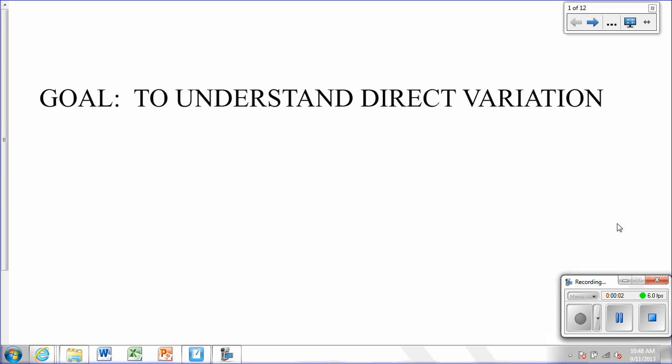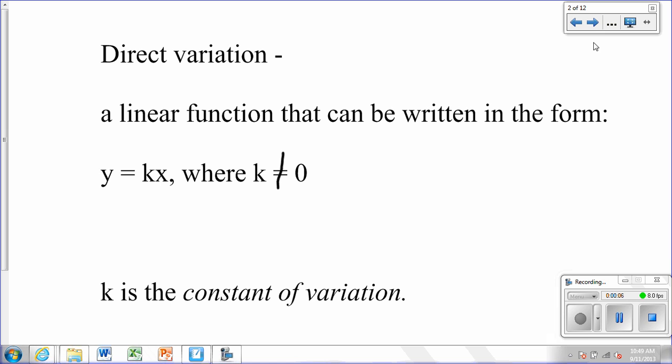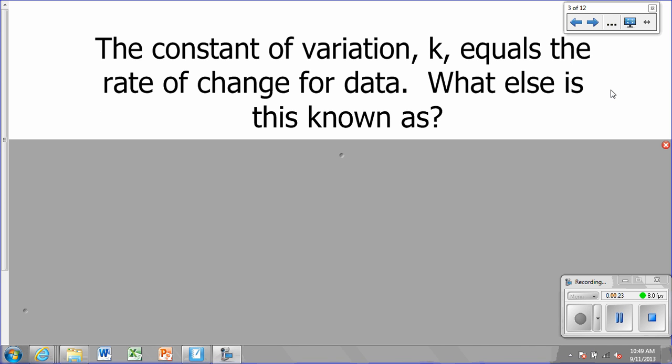Hi everyone, today's goal is to understand direct variation. Direct variation is a linear function that can be written in the form y equals k times x, where k doesn't equal 0. K is also known as the constant of variation. The constant of variation, k, equals the rate of change for data.